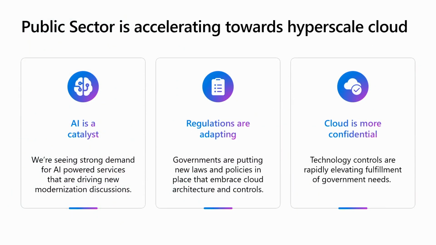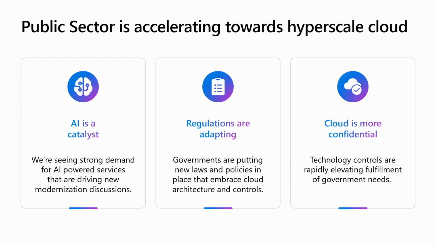One of the benefits in terms of what we're seeing in terms of acceleration is we're seeing AI be a catalyst for pushing towards adoption of the hyperscale cloud, because you need to migrate those workloads to the cloud in order to take advantage of what we're seeing now with copilots and agents today. Regulations are adapting, so we're seeing more and more governments put laws and policies in place that position them to embrace the public cloud and the architectures for which it provides. We do have some case studies that we can share with you from Italy, from the Netherlands, and a few other places where they're already adopting the hyperscale cloud and migrating these workloads, leveraging Microsoft Cloud for Sovereignty.